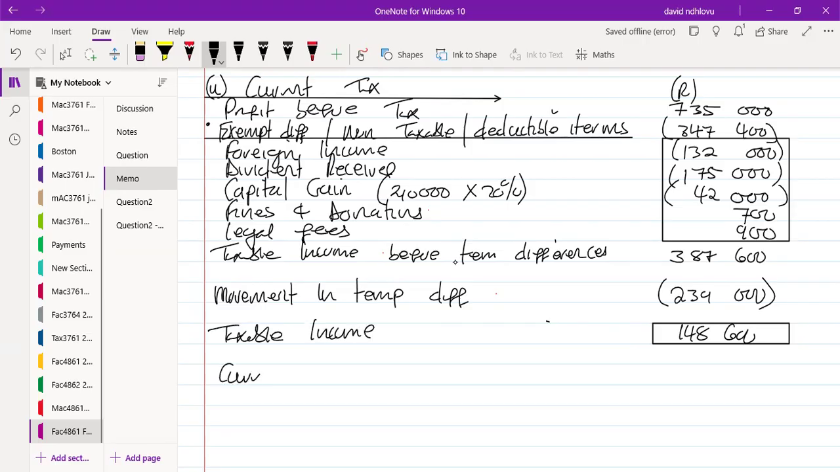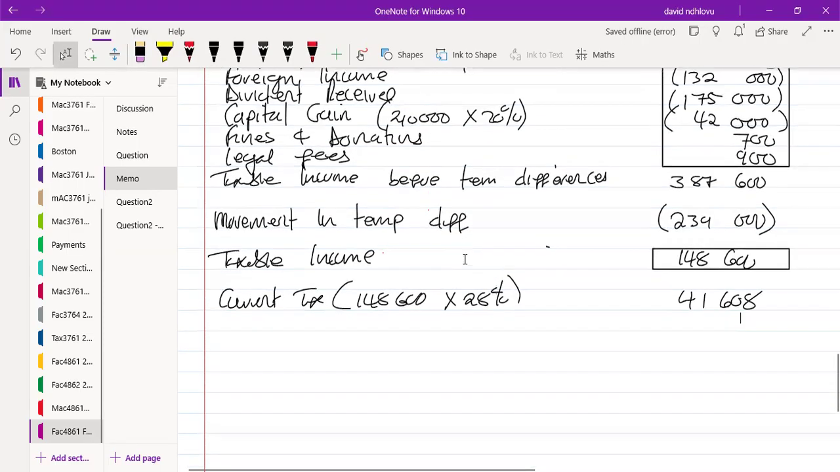Current tax: 148,600 multiplied by the current tax rate of 28%. So we are going to sit on 41,608.